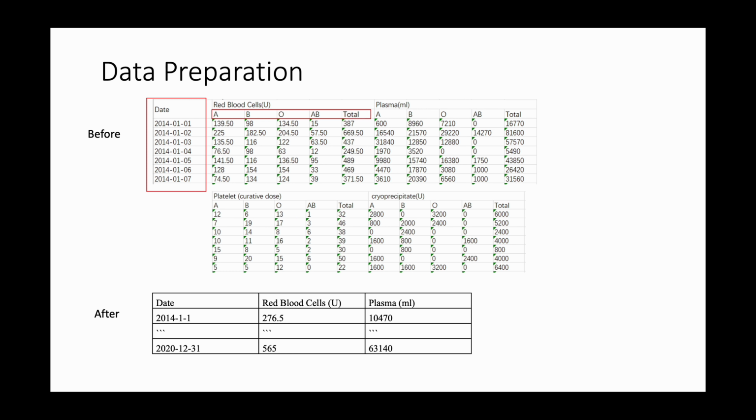In the project, because there are missing values in platelet and cryo, so I only use part of the data for training. I use 2 most common blood products, the red blood cells and plasma, and only keep the total amount of 4 types of blood from 2014 to 2020. So 80% of the data was split into training set and the rest 20% was used as testing set.